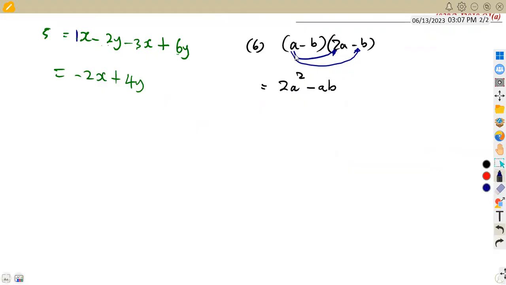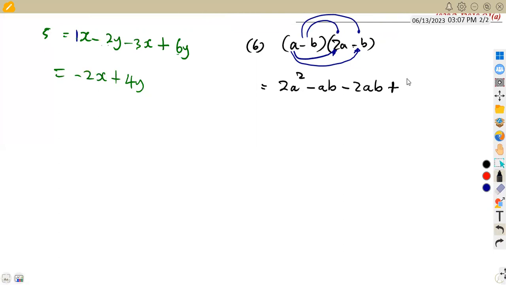We move on. We are done with a. So we move on to minus b. Minus b and 2a. So it's going to be minus 2ab. The same thing, minus b and minus b. So the first thing is to take negative, negative, which is going to be a positive.